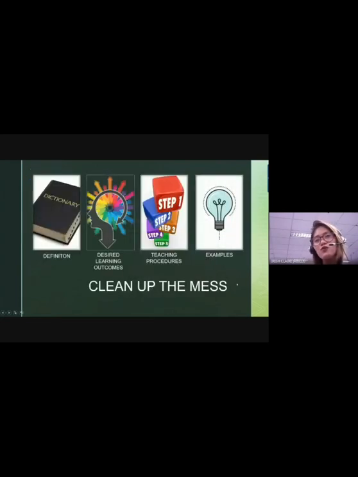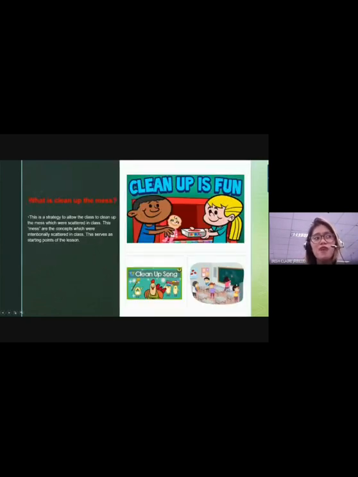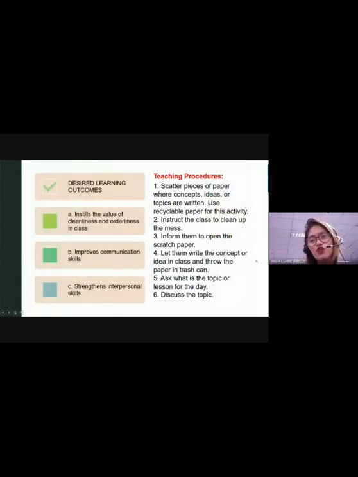So now let's go to the second teaching strategy, which is clean up the mess. We will also discuss its definition, desired learning outcomes, teaching procedures, and example. Clean up the mess is a strategy to allow the class to clean up the mess which was scattered in class. These messes are concepts which were intentionally scattered in class and serve as a starting point of the lesson. So it's like a motivation before the lesson proper.